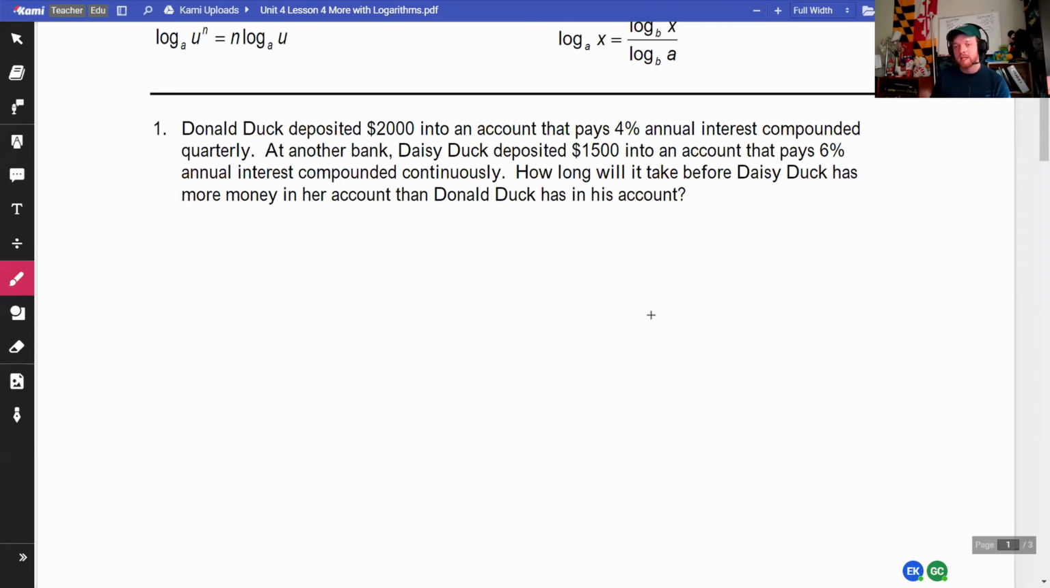Anyways, so we need to figure out when Daisy Duck's account overtakes Donald Duck's account. So we need formulas.